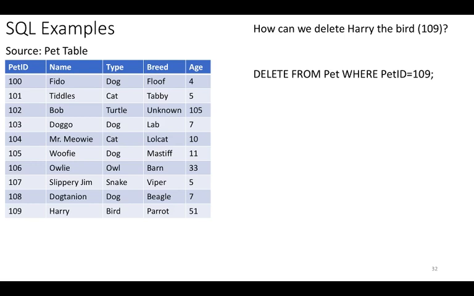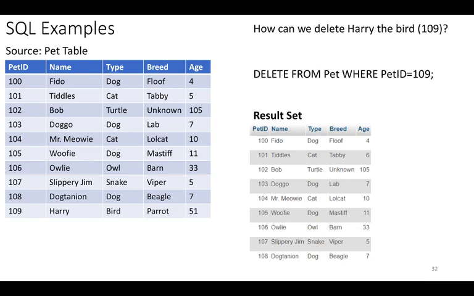And again, you'll see why we're using pet ID rather than the name. That's what we're doing to delete it. So delete from pet where pet ID equals 109. We run that query, one row is affected, and poor old Harry is gone from our data systems, to be removed forever.